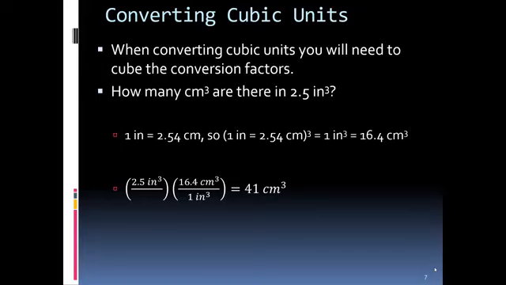Now that we have that conversion factor, we can carry out our calculation. We begin with 2.5 inches cubed. We place 1 inch cubed on the bottom of our conversion factor and 16.4 centimeters cubed on the top of our conversion factor. 2.5 times 16.4 divided by 1 is 41 cubic centimeters, which is rounded to 2 significant figures since 2.5 has 2 significant figures and we are dividing and multiplying.